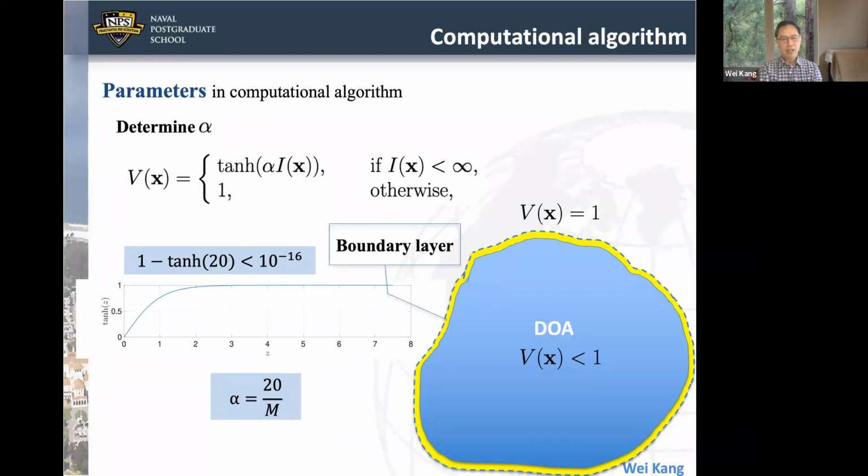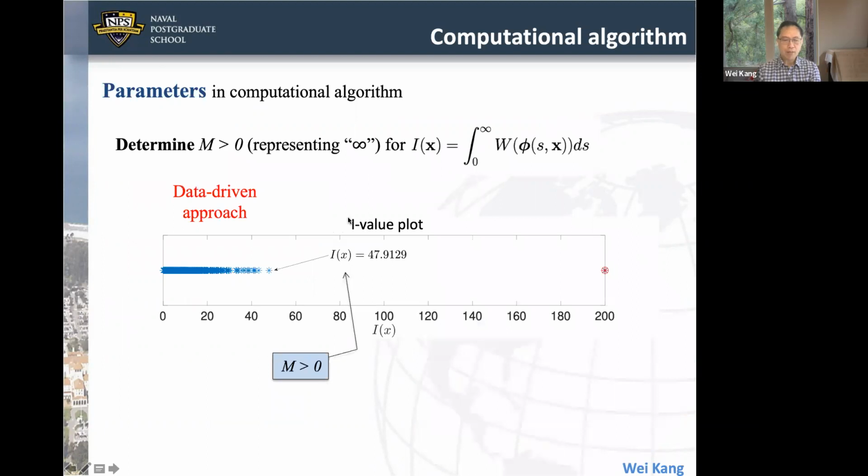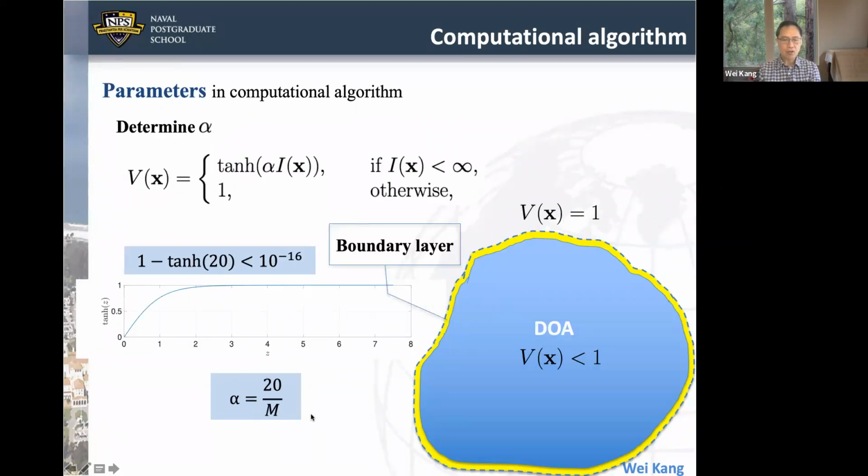So I would say, if this number is 20, I consider that you hit the boundary already. It's 1 already. If that's the assumption, then what is infinity? Infinity is M. So then I choose alpha to be 20 over M. That means if my I value is M, then from the I value plot, I consider it unstable. That means I consider it within this boundary layer of the domain of attraction. But you can choose a different definition of your boundary. I've been using 20 because this is really close already numerically.